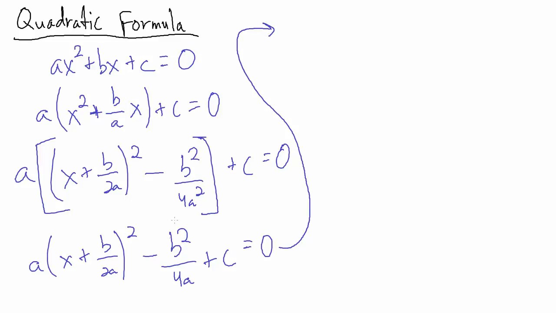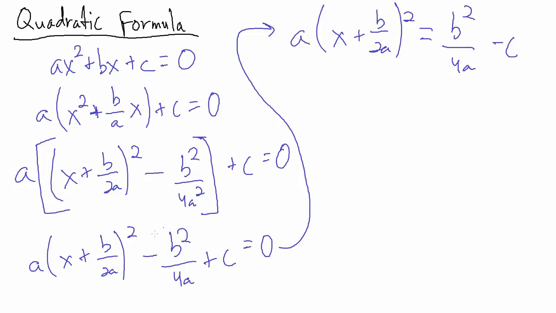So now what we're going to do is subtract c from both sides and add b squared over 4a to both sides. In other words, a times the quantity x plus b over 2a squared equals b squared over 4a minus c. If we move everything to the other side, minus b squared over 4a plus c becomes positive b squared over 4a, and then minus c.